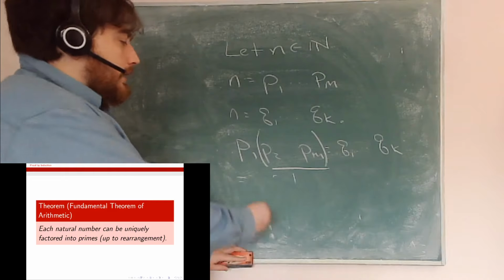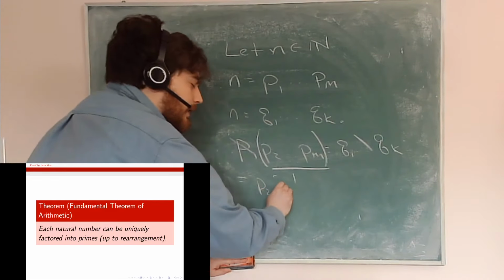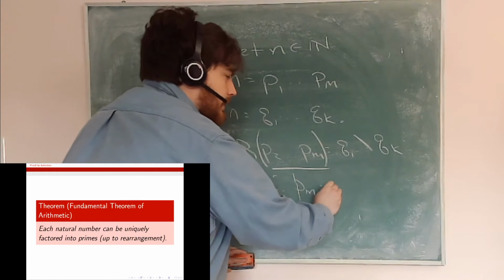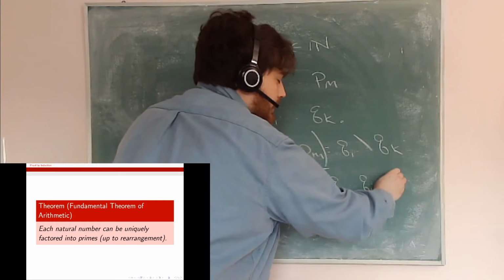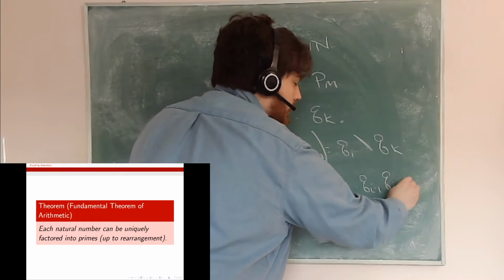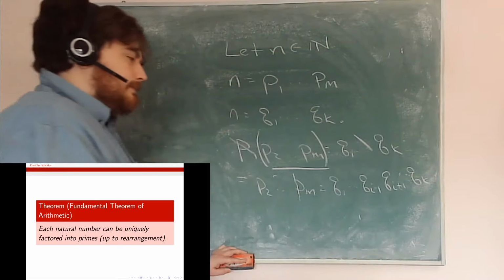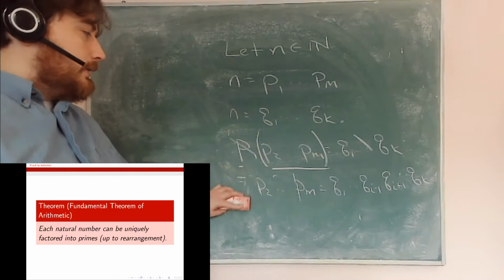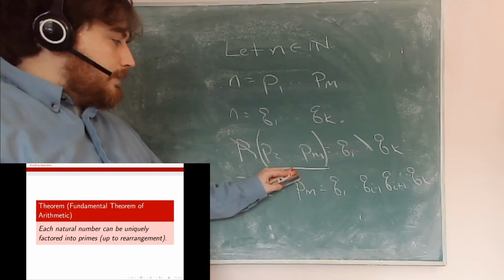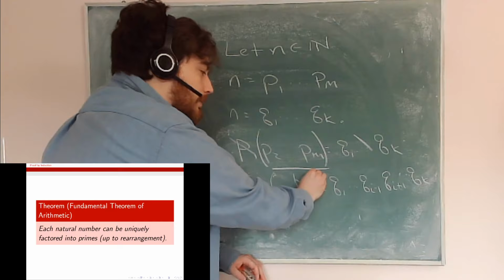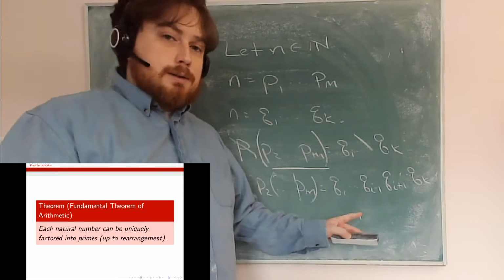So what we can do is cancel the P1s out, and what I'm left with is P2 through PM is equal to Q1 through Q(i-1), Q(i+1) to Qk. So I factored out the P1, and I'm left with the new term. Now I do the same thing for P2. P2 then divides this term, so it's equal to one of these terms.